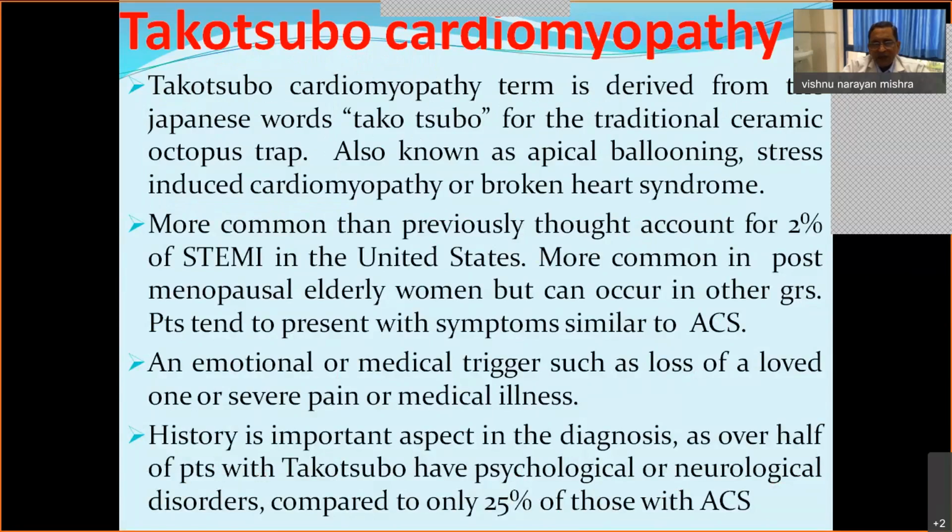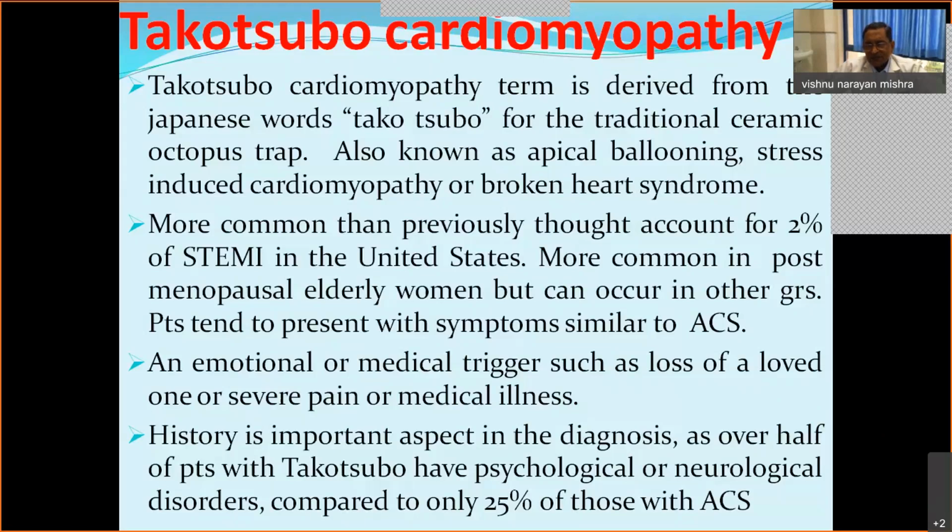One relatively uncommon condition, although we see stray patients every now and then, is Takotsubo cardiomyopathy. The term Takotsubo cardiomyopathy is derived from the Japanese word takotsubo for the traditional ceramic octopus trap, which is also known as apical ballooning, stress-induced cardiomyopathy, or broken heart syndrome. It is more common than previously thought, accounting for nearly 2% of ST elevation MI in USA. This is more common in postmenopausal elderly women, but can occur in other groups as well.